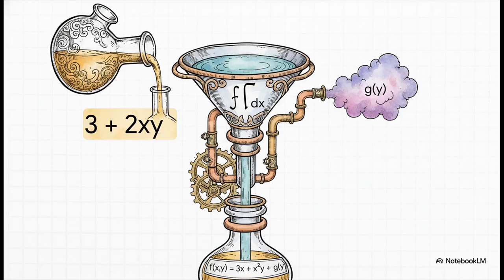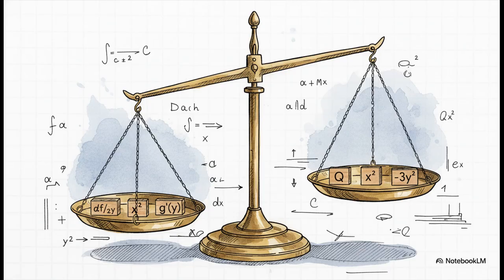The integral of 3 is 3x, and the integral of 2xy is x squared y. And what do we not forget? Our little function of y, g of y, our constant of integration. Now for the next step. We take what we just found and differentiate it with respect to y. The partial of 3x is 0, the partial of x squared y is x squared, and the derivative of g of y is just g prime of y.